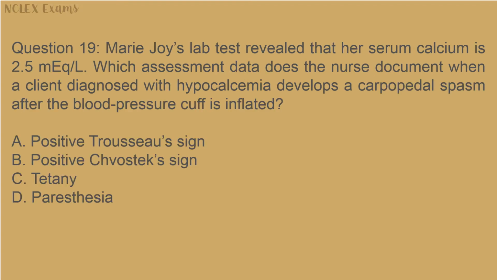Question 19. Marie Joy's lab test revealed that her serum calcium is 2.5 mg/L. Which assessment data does the nurse document when a client diagnosed with hypocalcemia develops carpopedal spasm after the blood pressure cuff is inflated? A. Positive Trousseau sign. B. Positive Chvostek's sign. C. Tetany. D. Paresthesia.